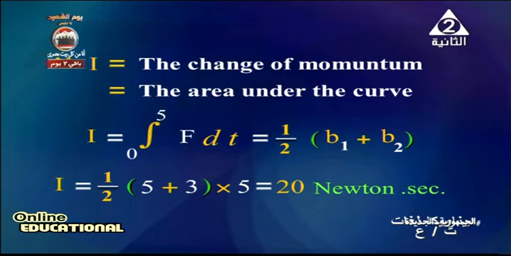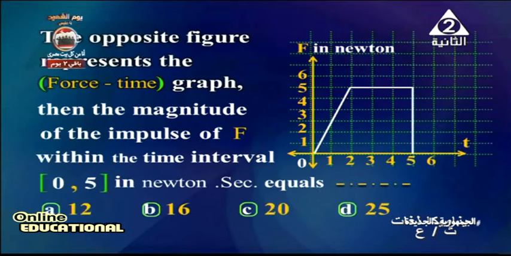Another example. Then what is the impulse of F within the time interval closed 0 and 5 in Newton second? It equals 20 Newton second. Then we can choose the letter C.